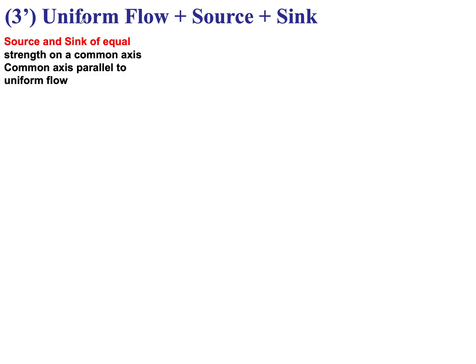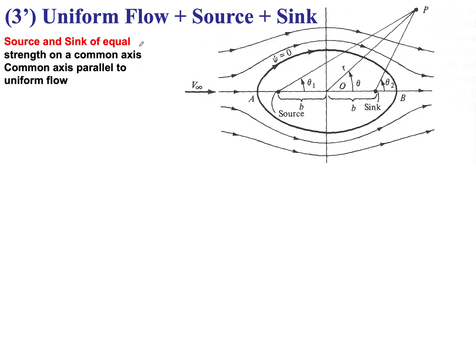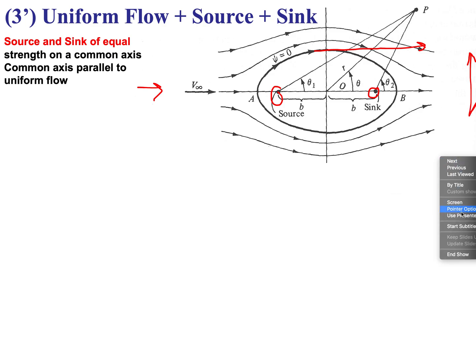But let's choose the source and sink to be of equal strength. So you have a uniform flow coming here, you have a source, and you have a sink. Without the sink, our streamlines would go to infinity, and we were able to find the height of the streamline at infinity in the previous slide. But if I put a sink now, the streamlines will close much sooner.